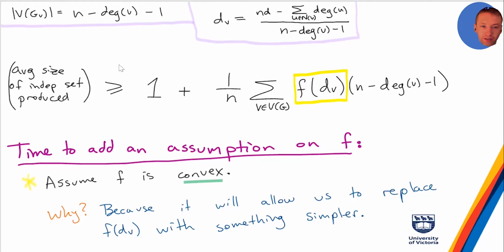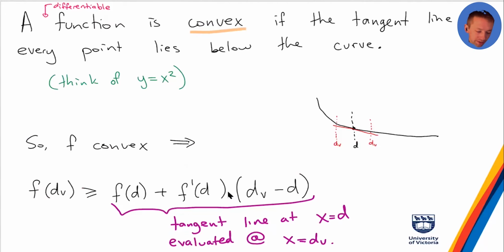So why does convexity help? Here's another way of thinking of convexity, which is equivalent to the definition of convex functions we've talked about before. A function, imagine it's differentiable, is convex if at every point, if I take a tangent line at that point, like in this picture, the tangent line lies completely below the curve.